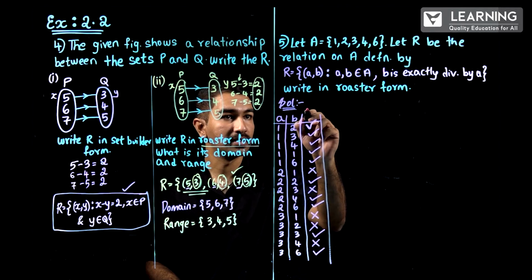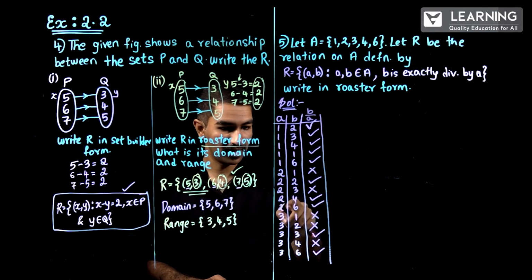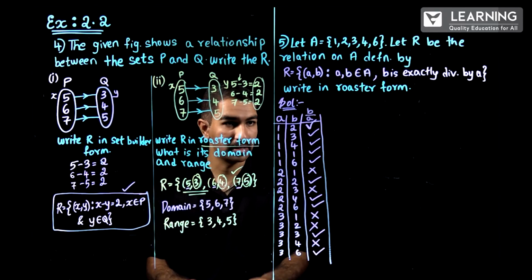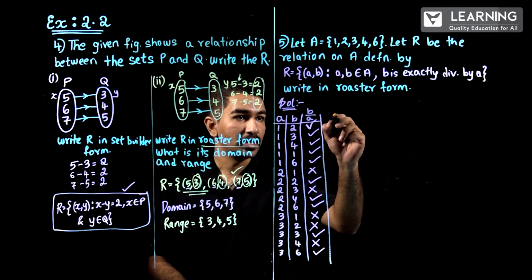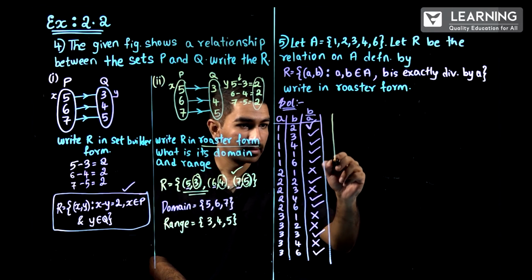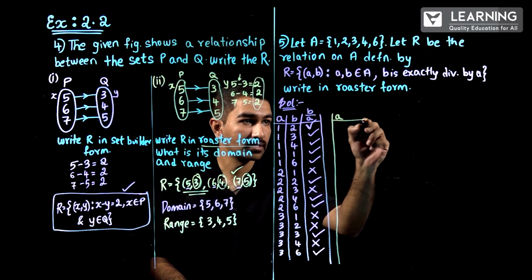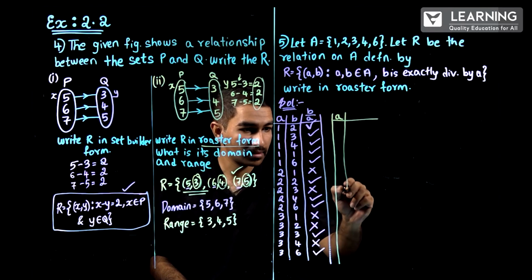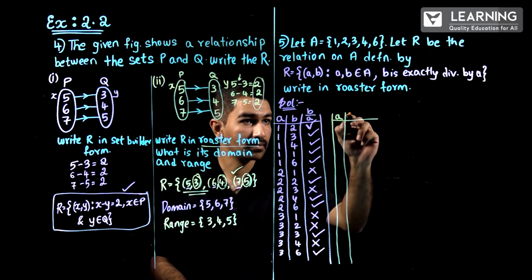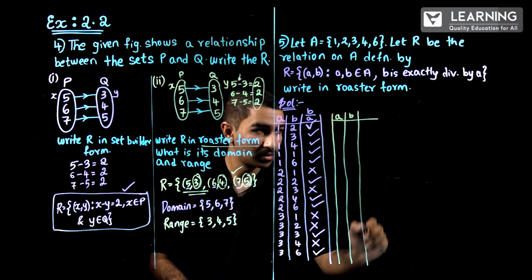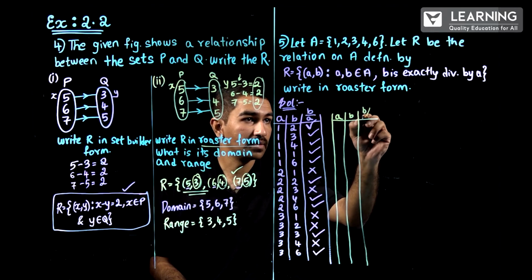So what can we write here? b is divisible by a. So we have written until 3. Okay, we have to next continue with 4 and 6, that's all. So another column we'll make here, we'll change the color. Okay, so again we'll write A, B, and b is divisible by a.